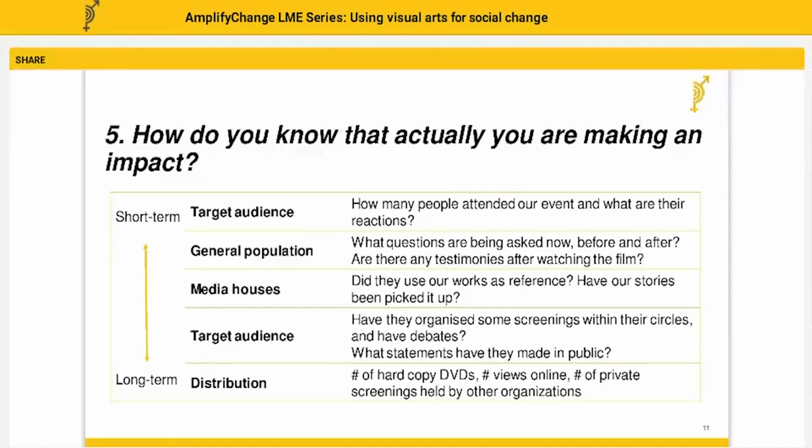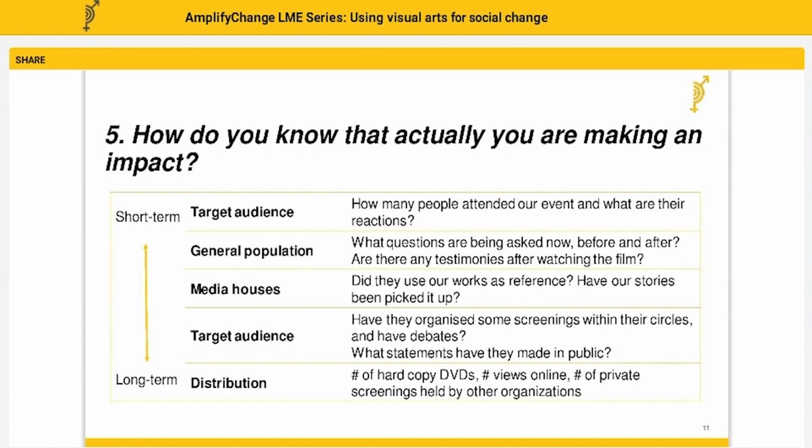So now, I think everyone is interested in how you know that you're actually making change, that you're making an impact. Because all of us want to do our work when we're making impact. You don't want to just do work when nothing is changing, when nothing is moving. So one, we have short term, because short term it's measurable.